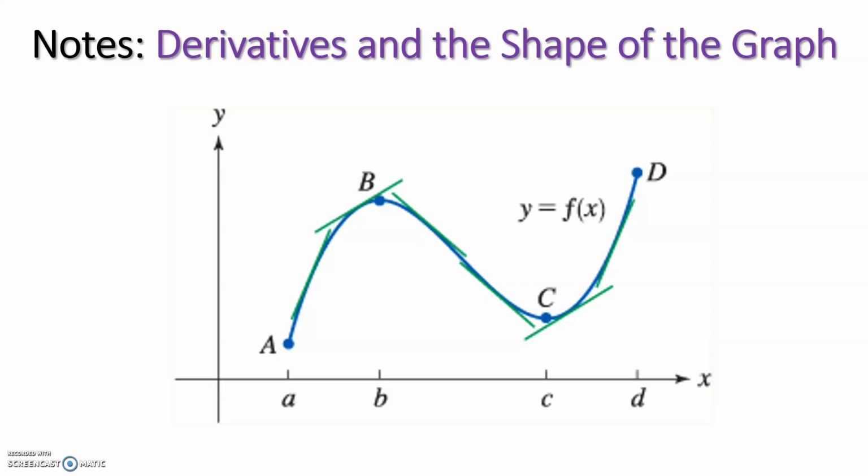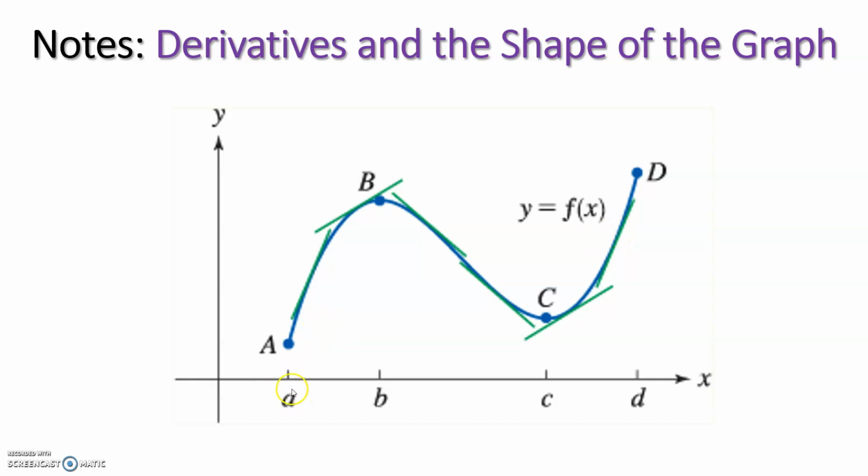The focus of today's lesson is the derivative and the shape of the graph. We know, mathematically speaking, that the derivative tells us the slope of the tangent line at any given instant. So if we look at this curve here that represents a function f, we can see each of these green lines represents a tangent line.